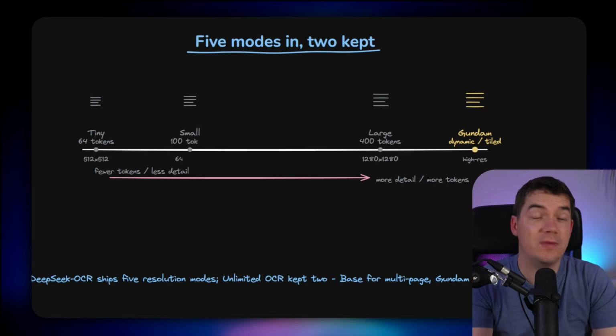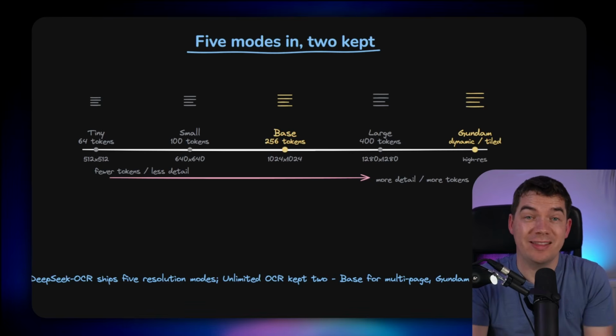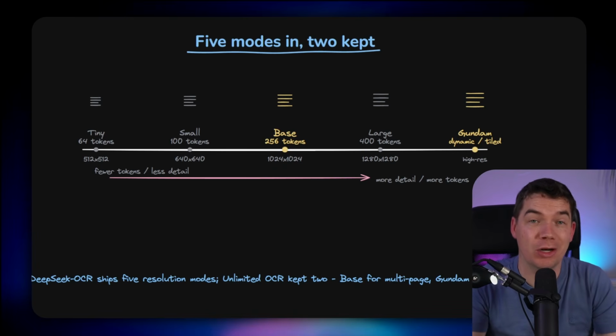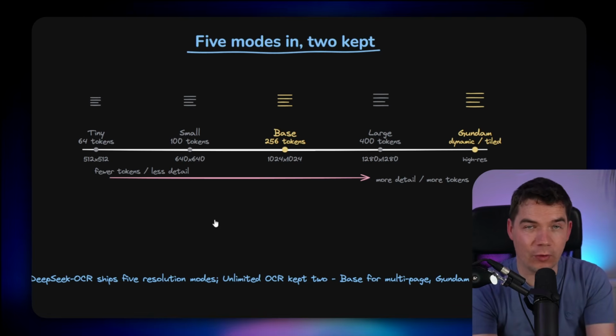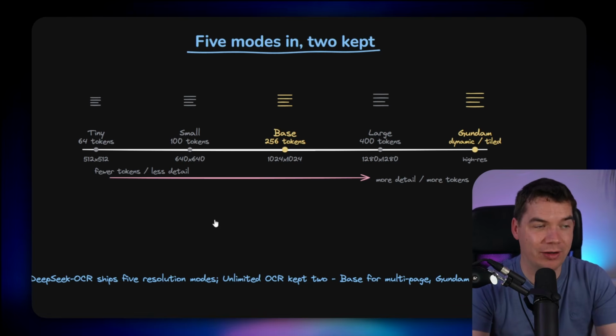DeepSeek-OCR comes with 5 different resolution modes, and that is essentially the dial that you can trade off detail against the number of tokens. At the cheap end, you've got Tiny, which only uses 64 tokens and is at the lowest level of detail.